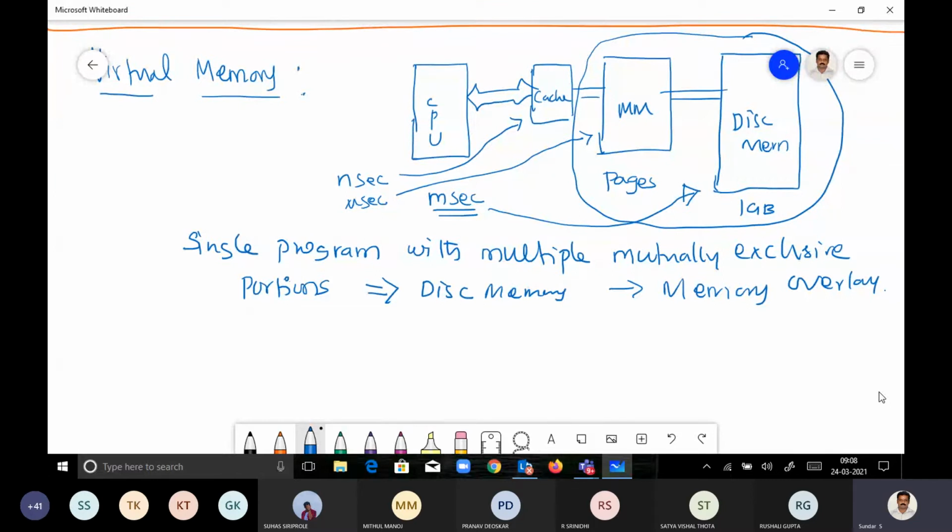A single program. Let us take, there are cases. Case number one, we are discussing like this: a single program with multiple mutually exclusive portions. Some portions will be shifted here, and from that, some portion will be shifted here. Then whenever the CPU looks for something, it will first check whether it is available within that portion, or whether it is available in the program. So this way of writing a program, with mutually exclusive portions, is called memory overlay.